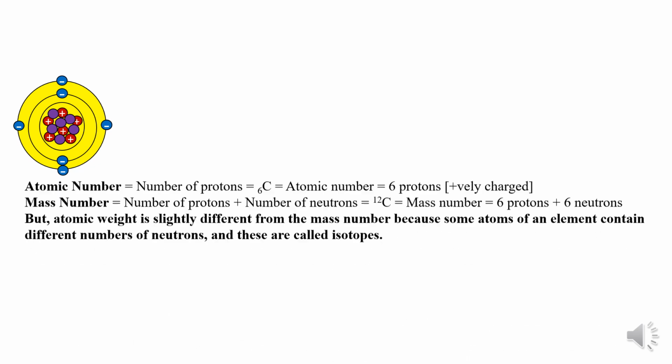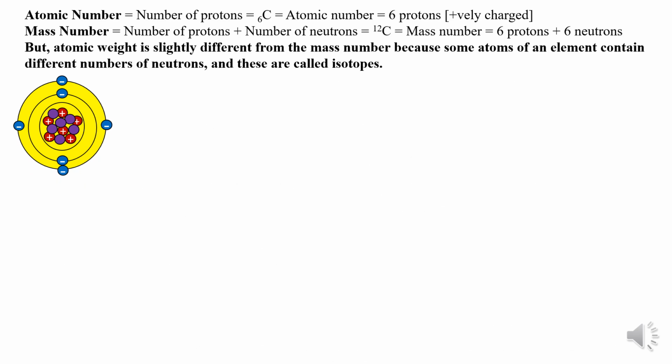Let's understand this concept with respect to the carbon atom. Atomic number of carbon is 6 because you find 6 protons in the nucleus of carbon atom. Mass number is 12. Mass number is the sum of protons and neutrons. So in case of carbon, it is 12. The nucleus of carbon atom contains 6 protons and 6 neutrons, and hence the mass number 12.